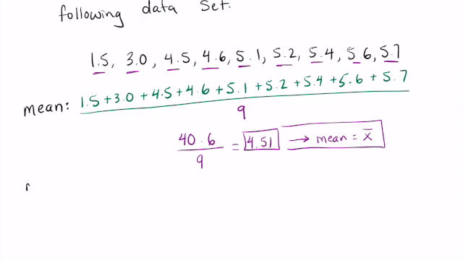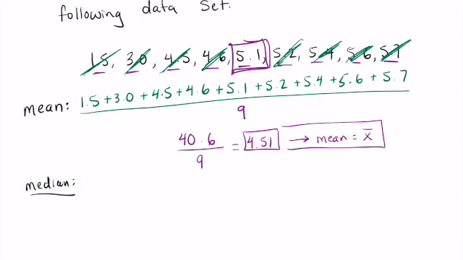Next, we have our median, which again is our middle number. And we're going to find that middle number by crossing off a number on each end and alternating that until I wind up with one number in the middle or 2. In this particular case, we wound up with one number, which is nice because I don't have to do anything else, and we get our median being 5.1.